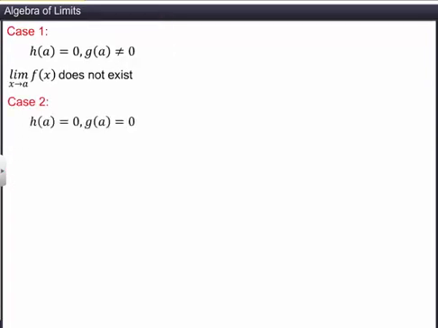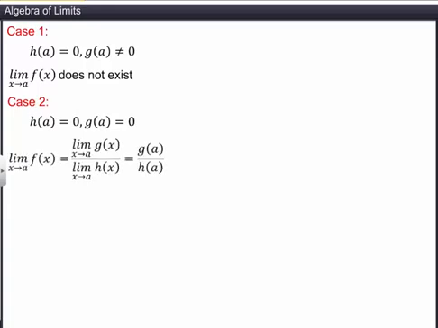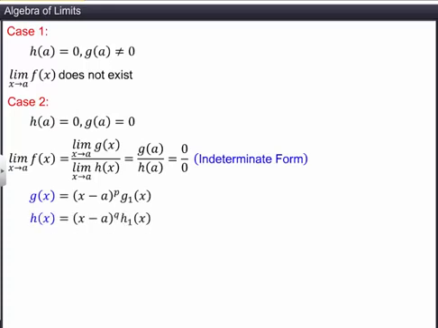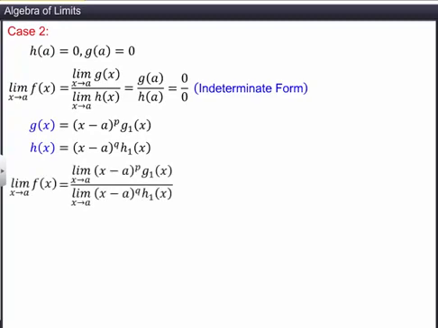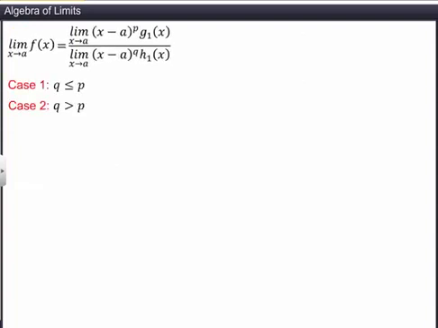Another case is where both h of a and g of a are equal to 0. In this case, the limit takes the indeterminate form. In this case, we will remove the factors of x minus a from the numerator and the denominator. We can write the numerator and the denominator as shown. Here, two cases are possible. Either q is less than or equal to p, or q is greater than p.